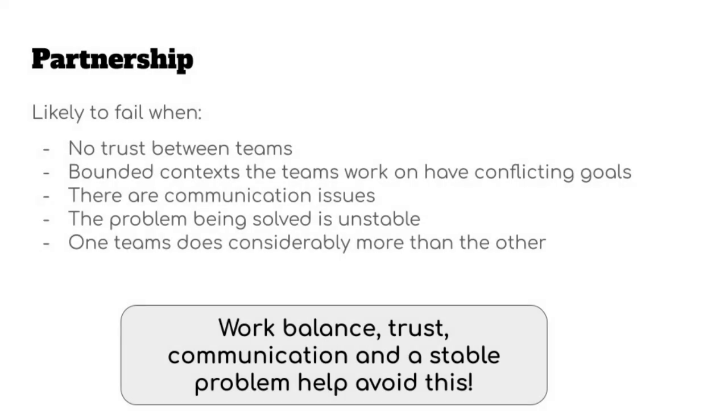On the other hand, if the teams do not trust each other, the bounded contexts they work on have conflicting goals, such as speed versus consistency, there are communication issues caused by geographical location or culture, the problem being solved changes constantly, or there are unequal contributions to the solution, then this pattern is likely to fail.